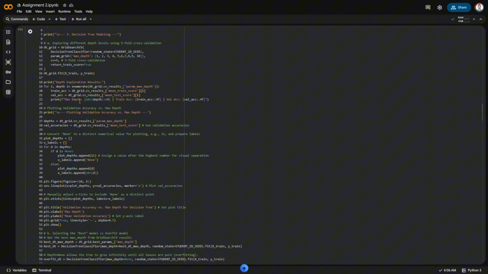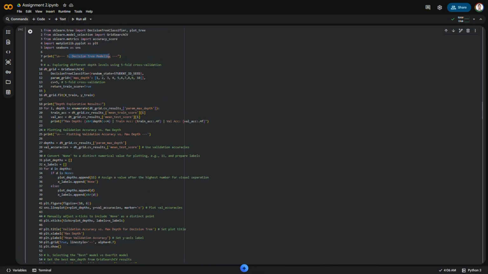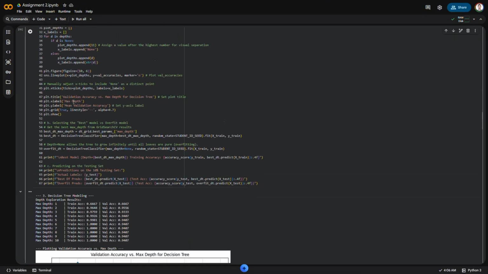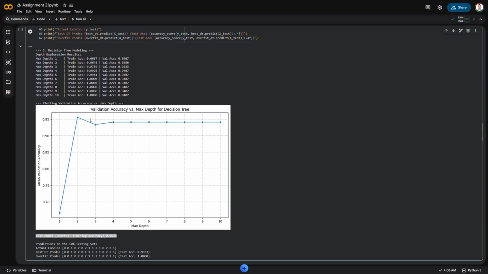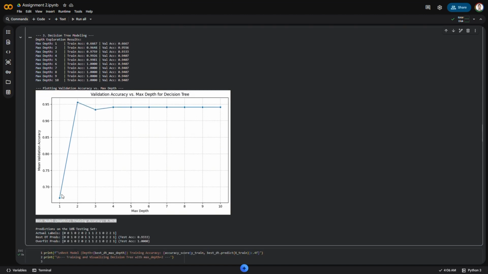The first model was a decision tree. I tested different maximum depths from 1 to 10. At depth 1, the model underfitted with an accuracy of around 0.67. This means one split was not enough to classify all three classes. The best decision tree was depth 2, with validation accuracy around 0.956 and test accuracy around 0.933.